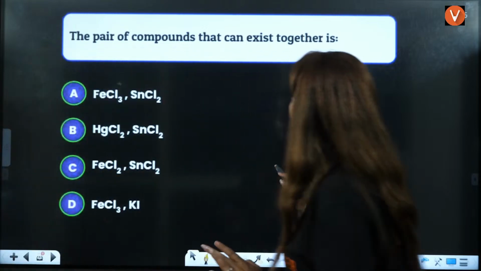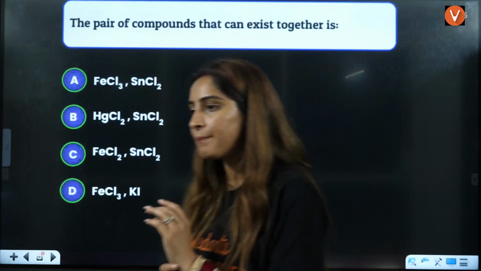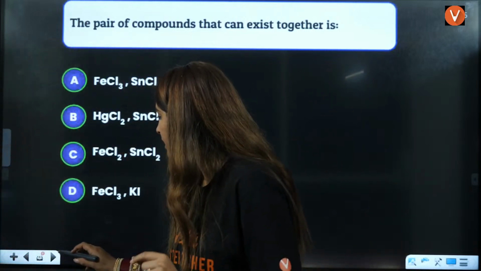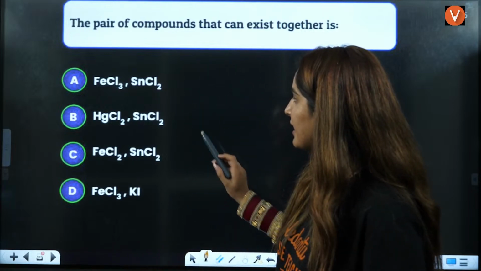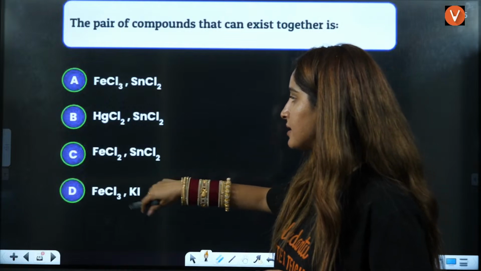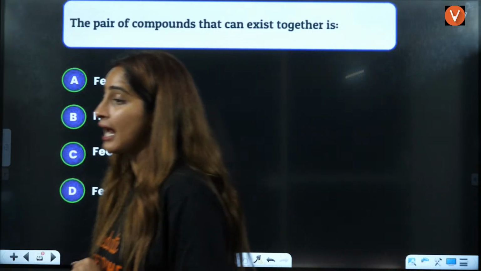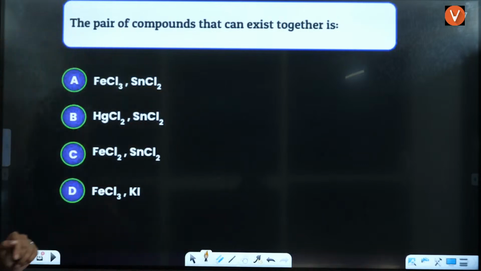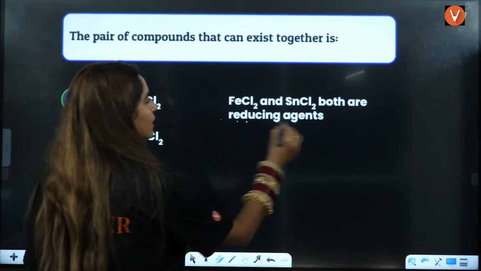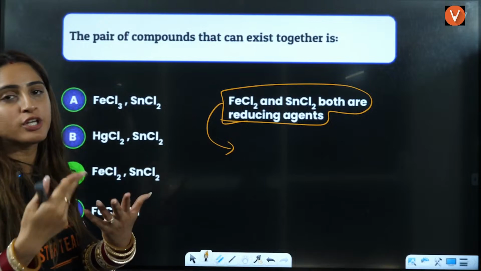The pair of compounds that can exist together. Beta, the pair of compounds that can exist together. Anybody? So, pair of compounds that can exist together: FeCl3 and SnCl2, HgCl2 and SnCl2, FeCl2 and SnCl2, FeCl2 and so on. That means they will not react with each other to form a new compound. That is, both are reducing agents that will have no reaction with each other.